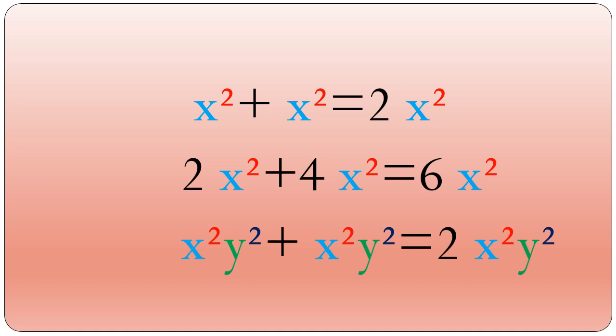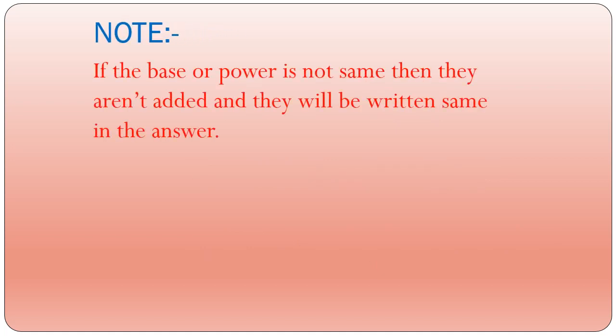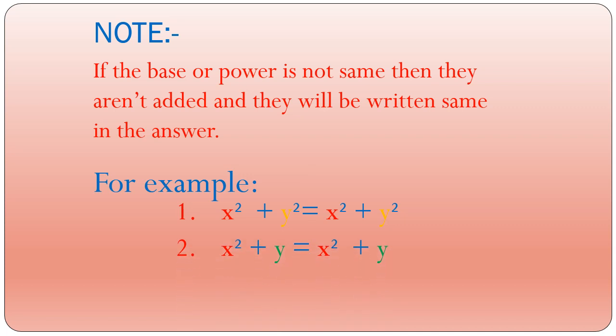In some other conditions, either base or power is changed. So what to do in those conditions? Let's see the note. Note, if the base or power is not the same, then they aren't added and they will be written the same in the answer. So here is the first example. You must observe that the base is not the same, so we write the same answer without any changing. Likewise in the second example, where both power and base are changed, and also in the last example there is no changing in the answer.